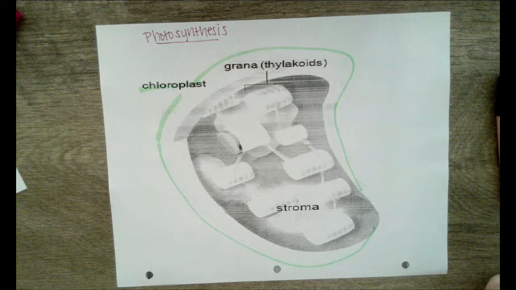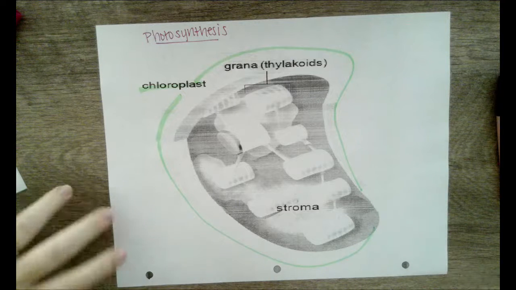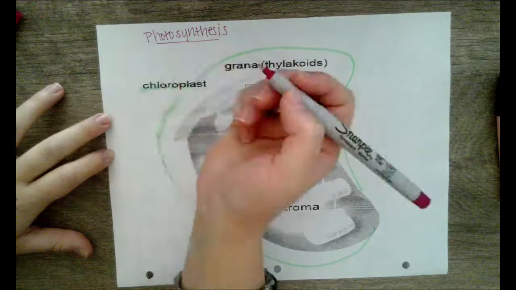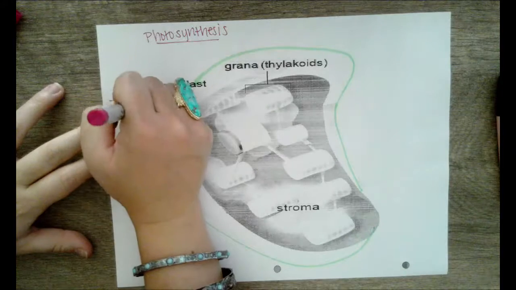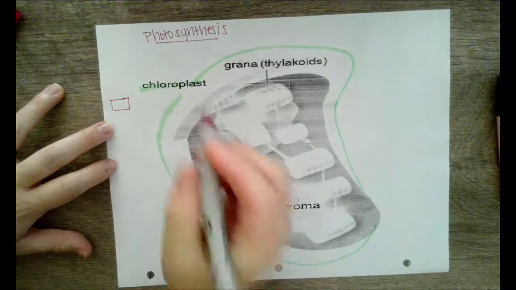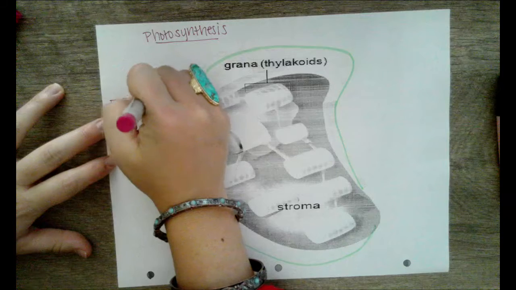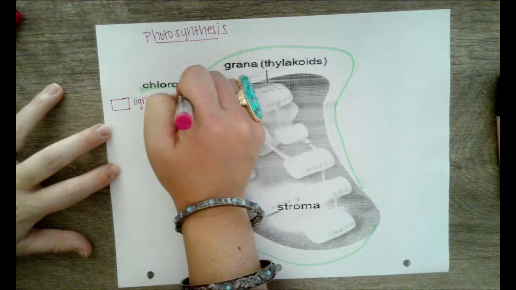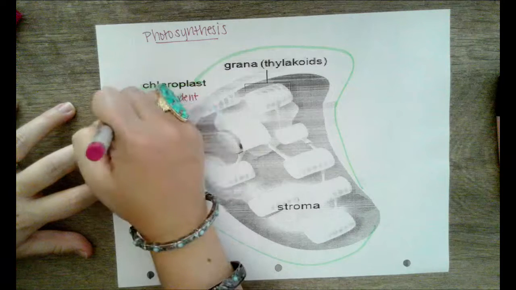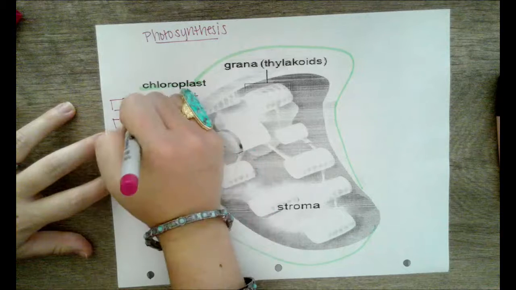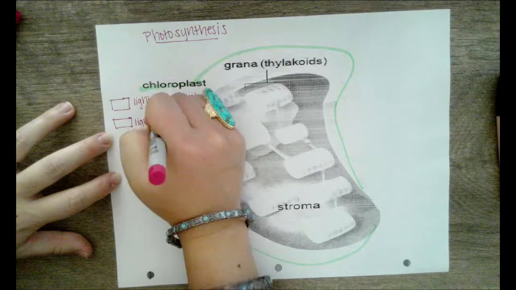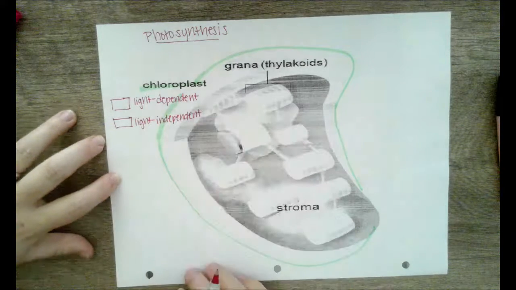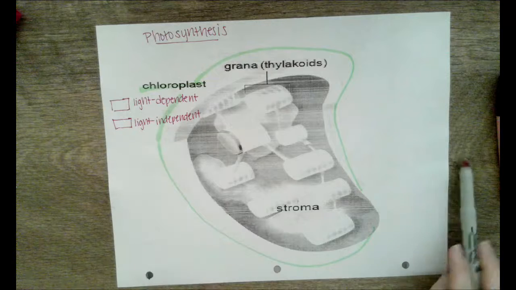There are two different reactions that are going to happen in photosynthesis. We're going to make a little key. One is called the light-dependent reaction. And the other is called the light-independent reaction. You might also hear these referred to as the light or the dark cycles.